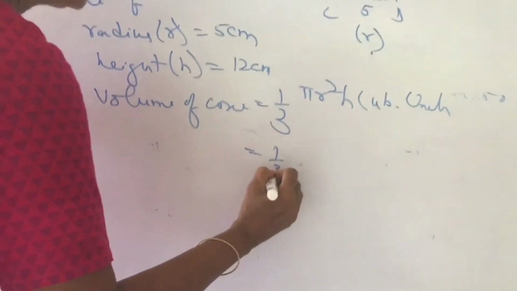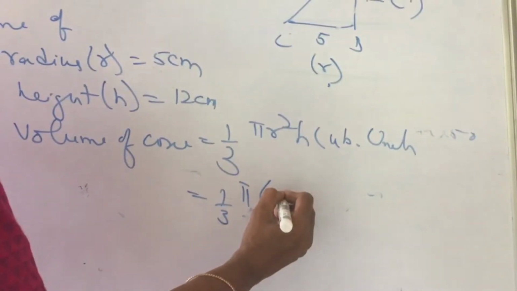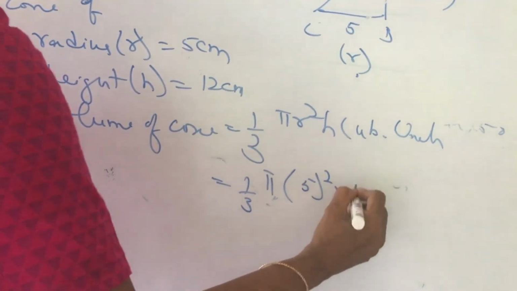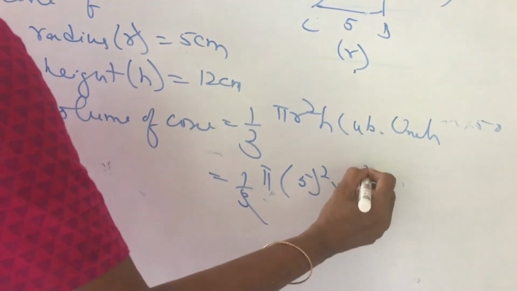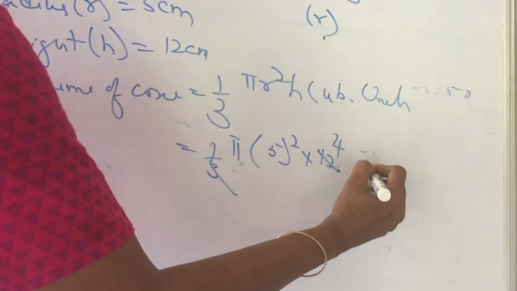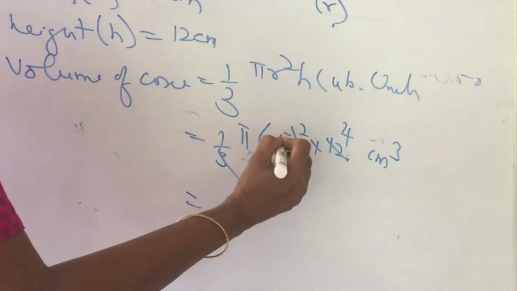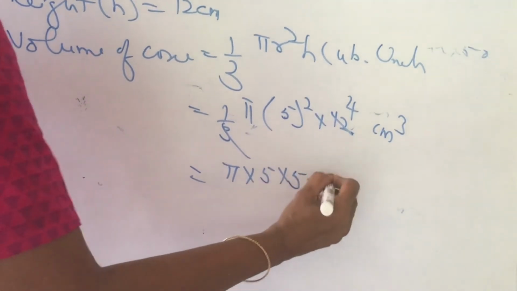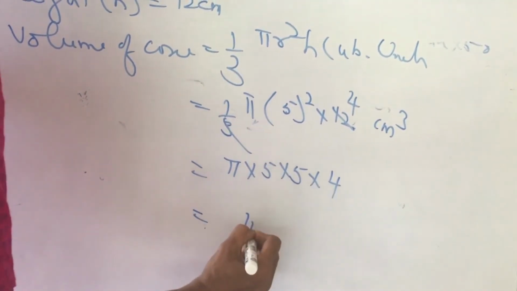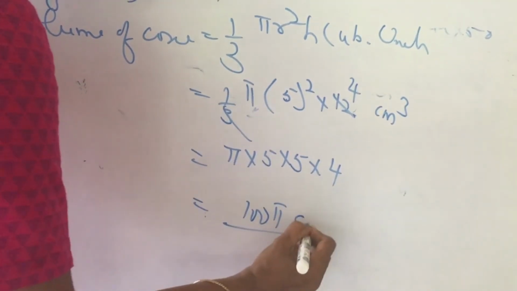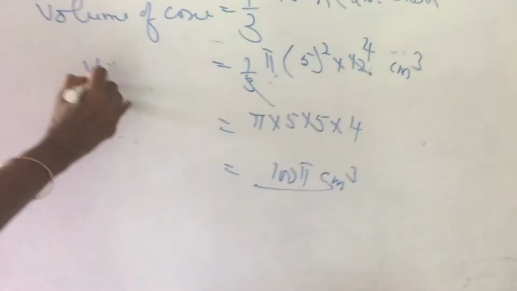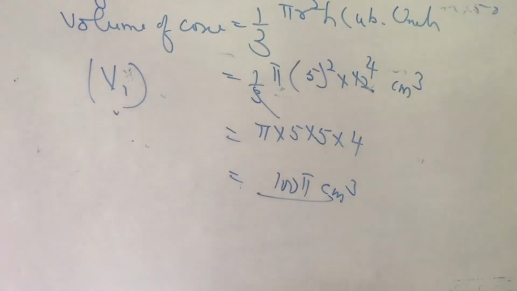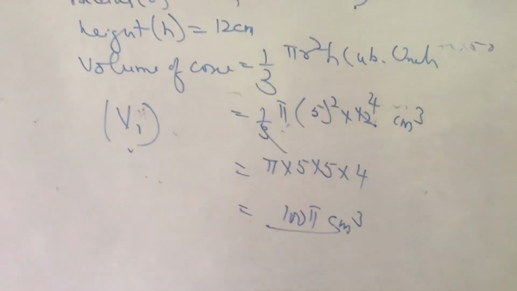1 by 3 pi r is how much? 5 the whole square into 12. 3 goes 4 times centimeters cube. 5 into 5 into 4 is equal to 100 pi centimeters cube. Take it as V1 because you need this relation for the second sum, children.